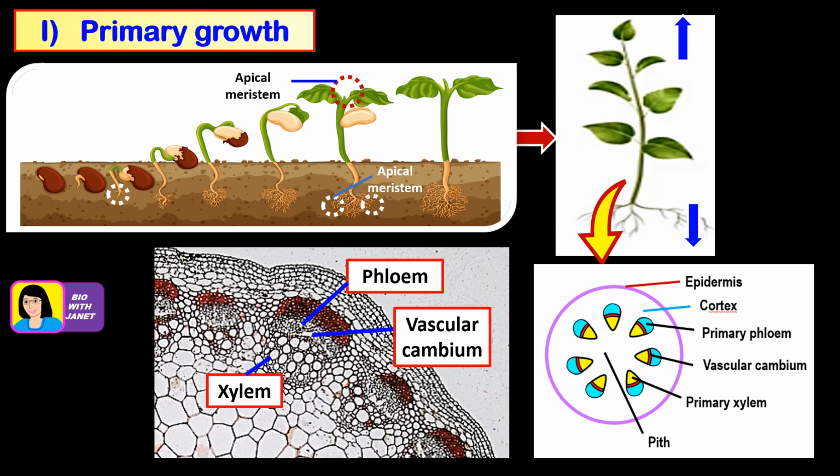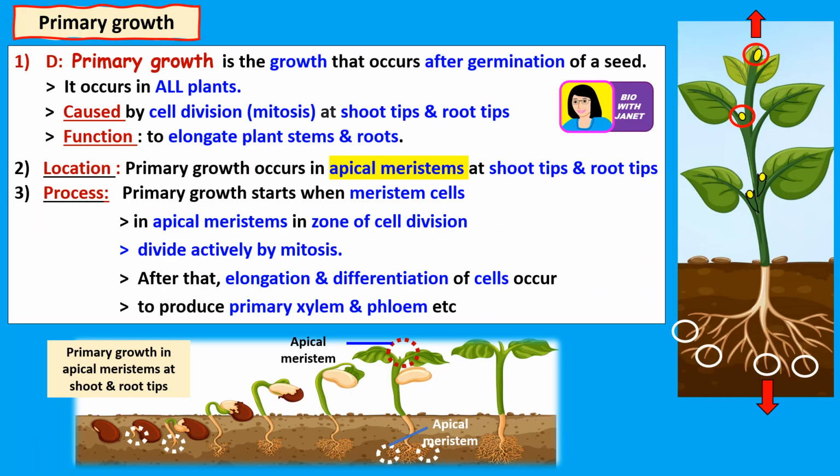So let's find out more about primary growth. So let's talk about primary growth first. Primary growth is defined as the growth that occurs after germination of a seed. And it occurs in all plants. All plants have to start growing and they carry out primary growth so that they will become taller and taller, right? So this primary growth is caused by cell division or mitosis at the shoot tips and root tips, as we have discussed in the previous video.